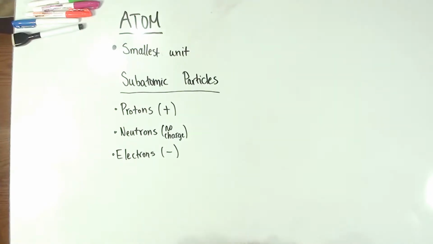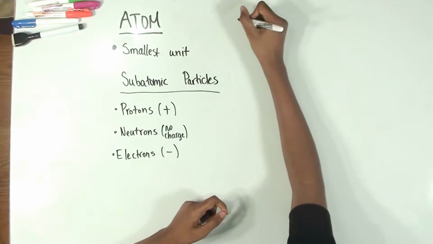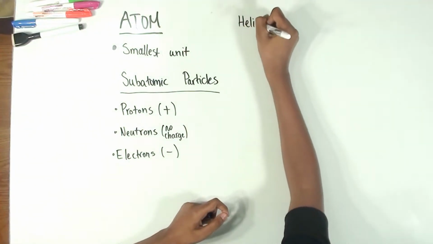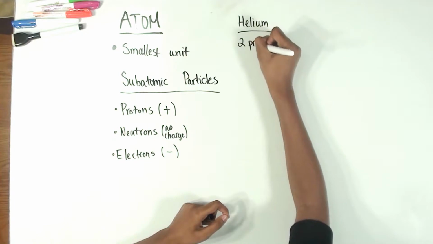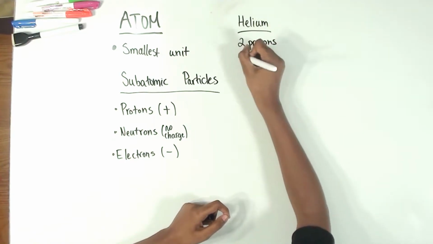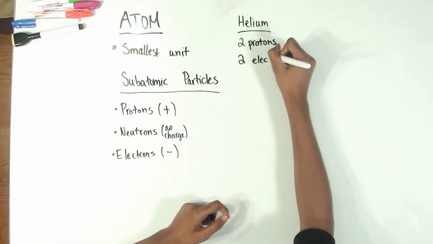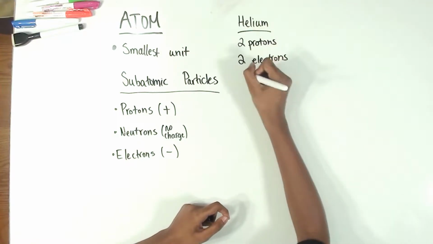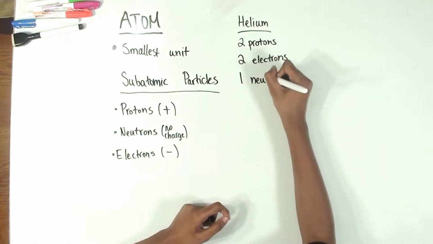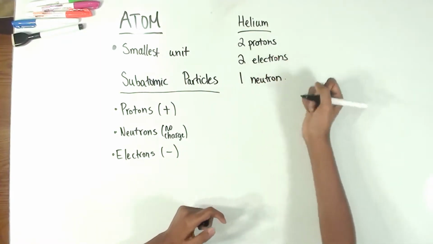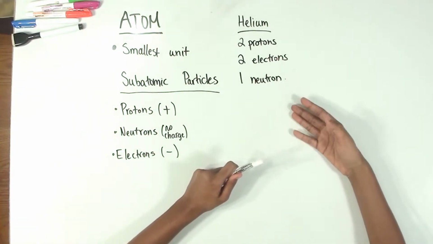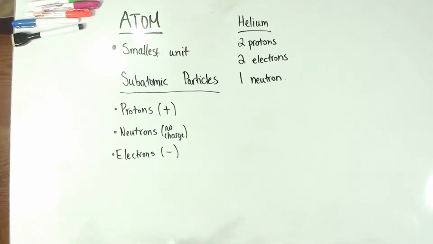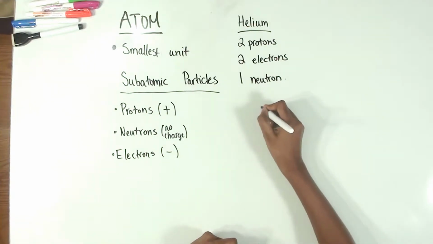So if we take helium as an element, for example, helium has 2 protons, 2 electrons, and 1 neutron. So the position of the subatomic particles in an atom would kind of look something like this.